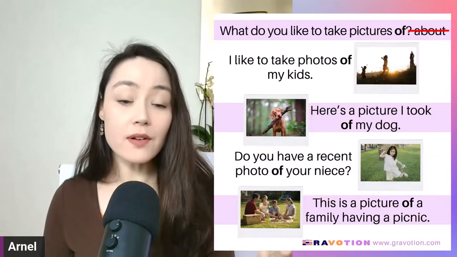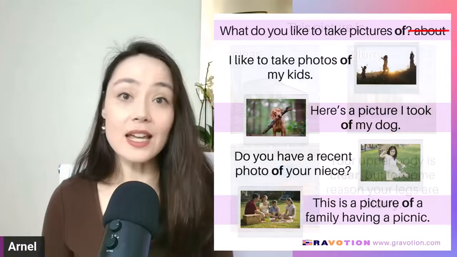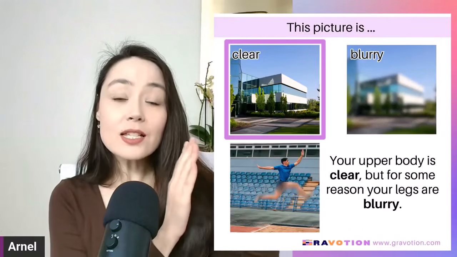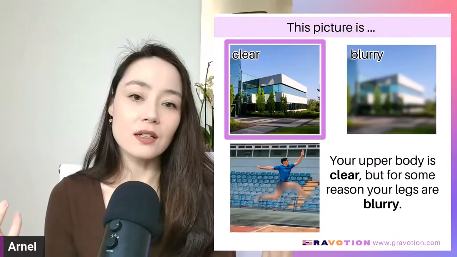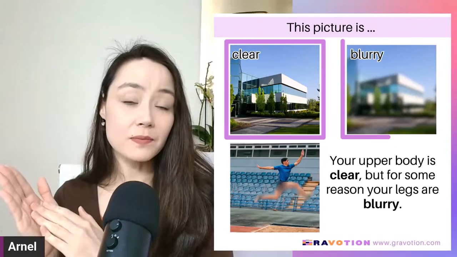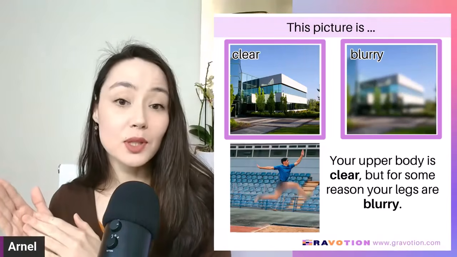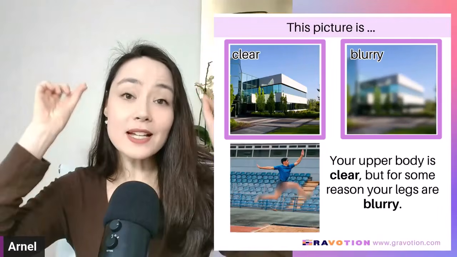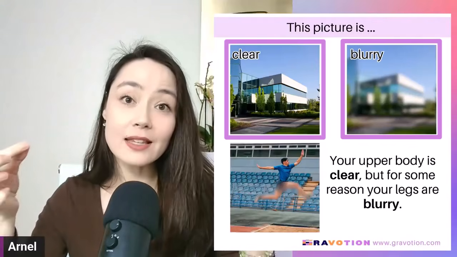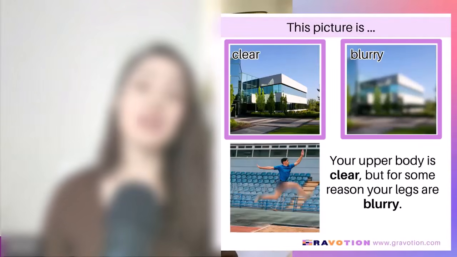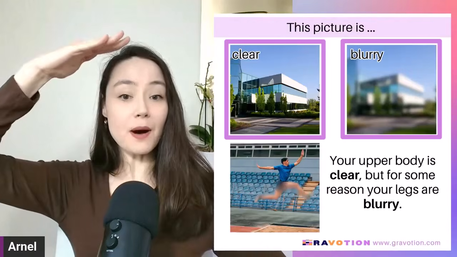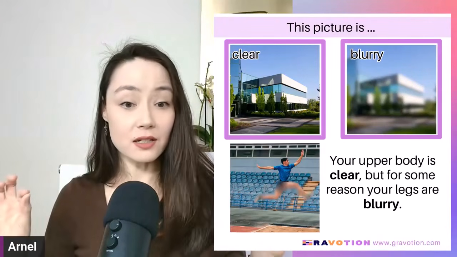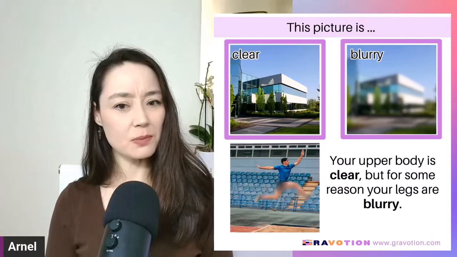This is a picture of a family having a picnic. On the left, we can see this picture is clear. Oh, it's clear. I can see everything. What's the opposite of clear? Blurry. When I take off my glasses or when I take out my contact lenses, everything is blurry. Nothing is clear. So blurry is not just for pictures, it's also for your vision. Your upper body is clear, but for some reason your legs are blurry.